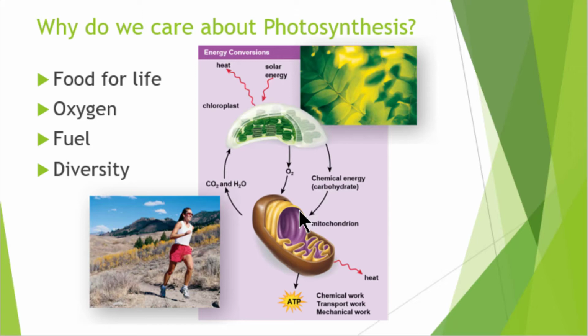Those two reactants are used to create ATP, which can be used to do chemical transport or mechanical work. But then carbon dioxide and water are produced as byproducts of cellular respiration. That water and carbon dioxide can then be reused in photosynthesis, creating a cycle of matter. It's one of those circle of life sorts of things where everything's connected, man.